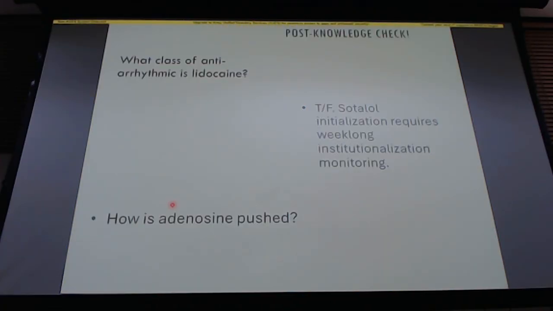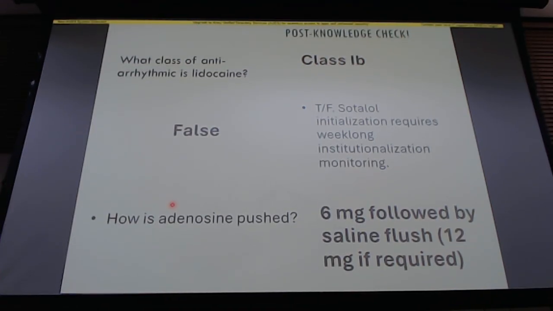All right. What class of antiarrhythmic is lidocaine? 1B. True or false, Sotalol requires a week-long institutionalization monitoring whenever you start it. False. How long? 3 days. How do we give our adenosine? Fast. What else do we have to have on hand when we give it? What do we need to follow it by? Our saline flush. Why is that? Short half-life. Okay. How do we need to give it?